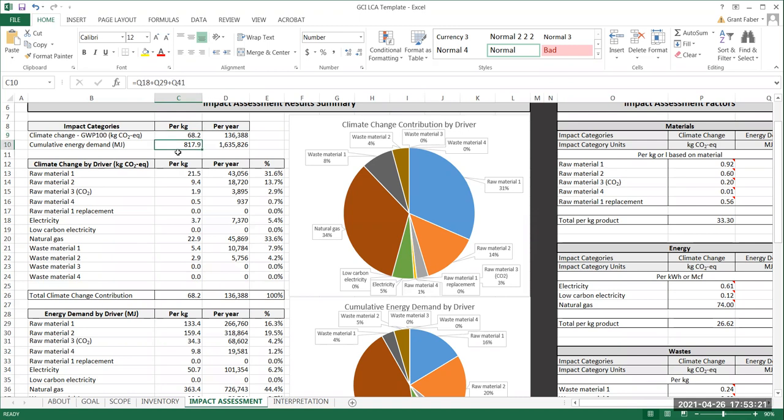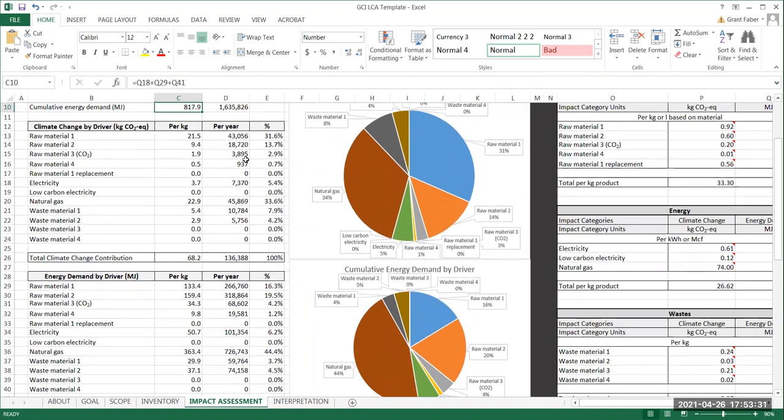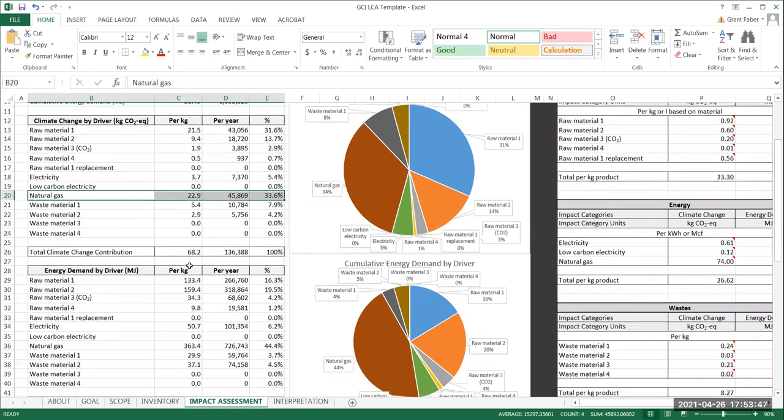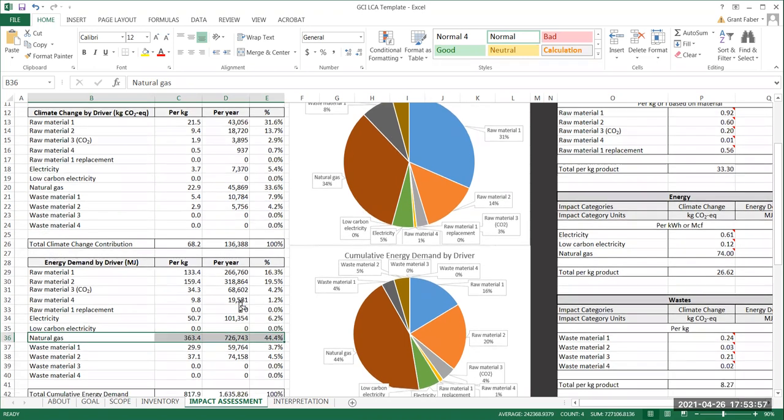And then you can see there's about 800 or so megajoules of energy required. So that's just kind of at a high level. And we also break these down in the template by each individual contributor. The point here is to help construct these pie charts, which help visualize what the biggest contributors to each of these environmental impacts are. You can see here, natural gas is the highest in terms of climate change, and it's also the highest in terms of energy demand. And so, for example, that might help inform final recommendations, which I'll talk about in a minute.